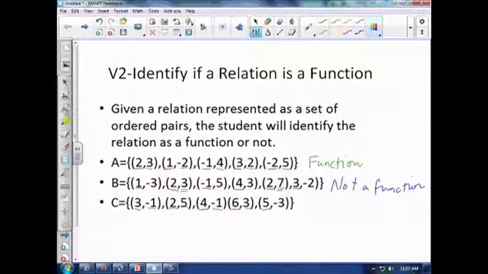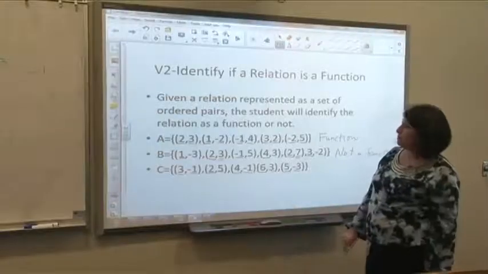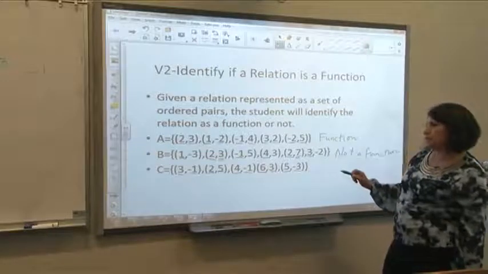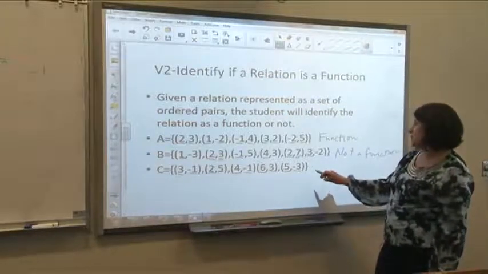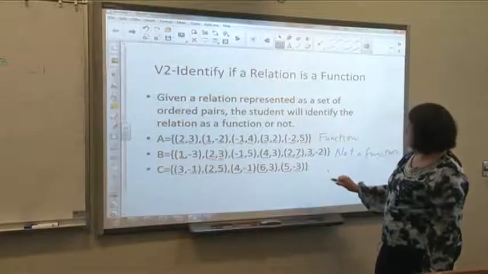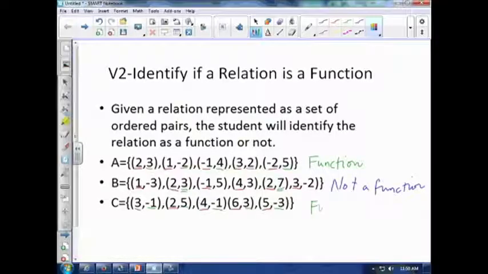6 is mapped with 3, 5 is mapped with -3. So it looks like it's a function because we don't have the first element repeated, meaning the first element is not mapped with different elements of the second coordinate, the y-coordinate. So this is a function.